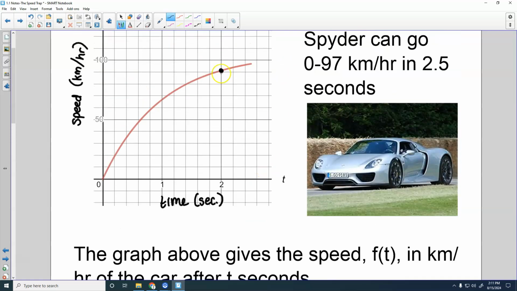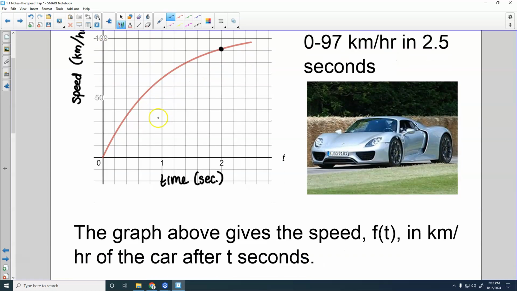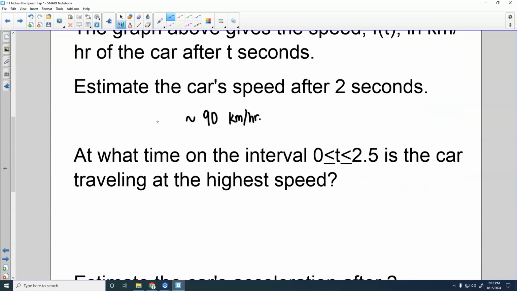Right, because this is not like the problems we were doing yesterday, right? This graph is giving us speed. So we're not finding the slope of this graph, because the ones we were looking at yesterday gave us distance, so we had to find the slope to find speed. This is the speed graph, so we're just reading it right off of here. So at 2 seconds, go up here a little bit above 90, right? All right, so about 90 kilometers per hour.